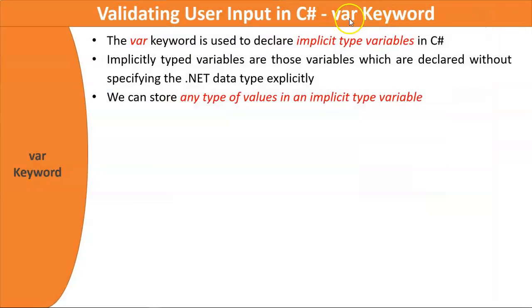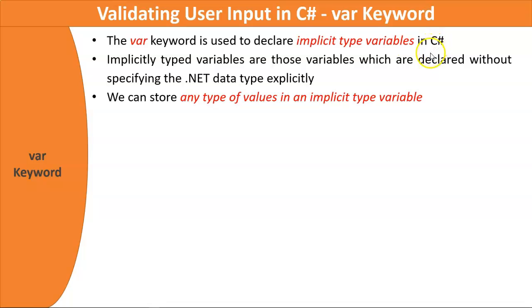In this lecture, we are going to discuss a new keyword, the var keyword. Var keyword is useful for validating user input in C#. Now let's understand what is var keyword. It is used to declare implicit type variables in C#.